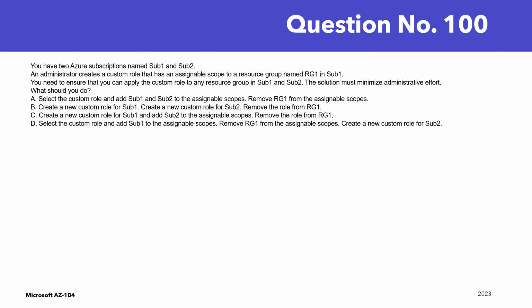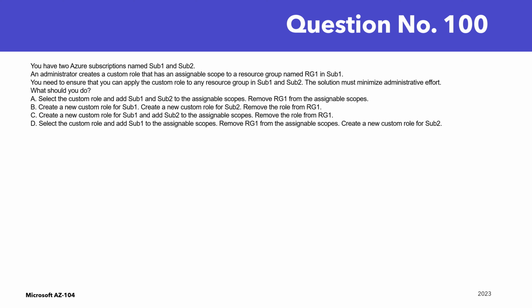You have two Azure subscriptions named Sub1 and Sub2. An administrator creates a custom role that has an assignable scope to a resource group named RG1 and Sub1. You need to ensure that you can apply the custom role to any resource group in Sub1 and Sub2. The solution must minimize administrative effort. What should you do? A. Select the custom role and add Sub1 and Sub2 to the assignable scopes. Remove RG1 from the assignable scopes.